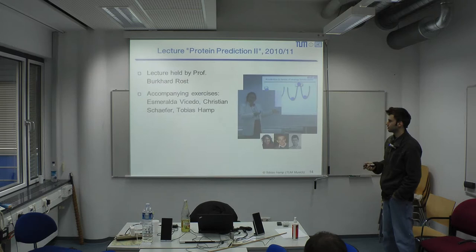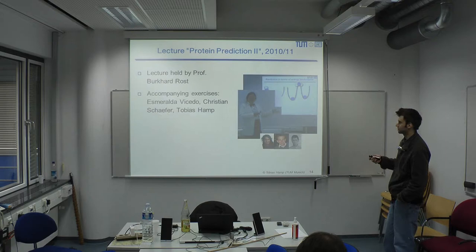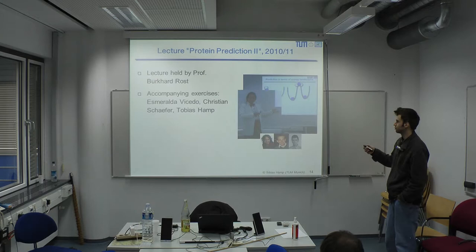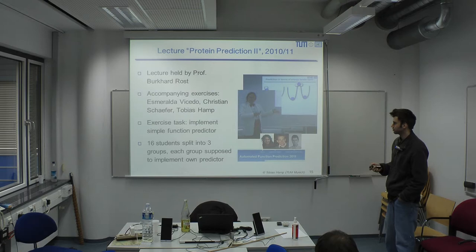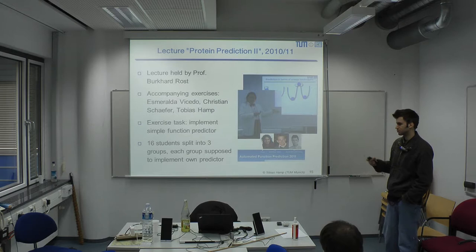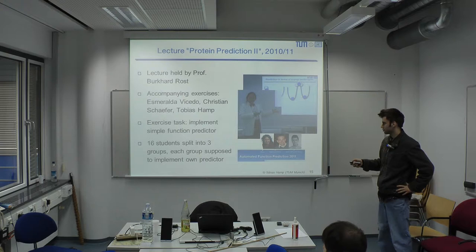So we wanted to take this one step further in the context of an exercise. 2010, 2011, so this was basically one of the first lectures held here at the TUM by Professor Rost. I was one of the exercise supervisors, and we simply wanted to make students implement simple function predictors, which extend a little bit on this principle of only taking the first hit and then transferring the function. So we had 16 students. They were split into three groups, and each group was supposed to then implement their own function predictor.